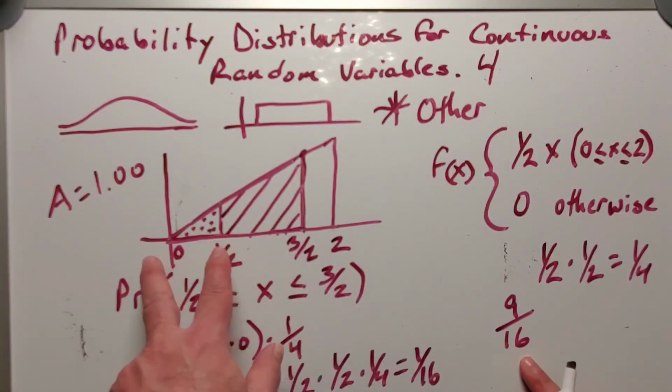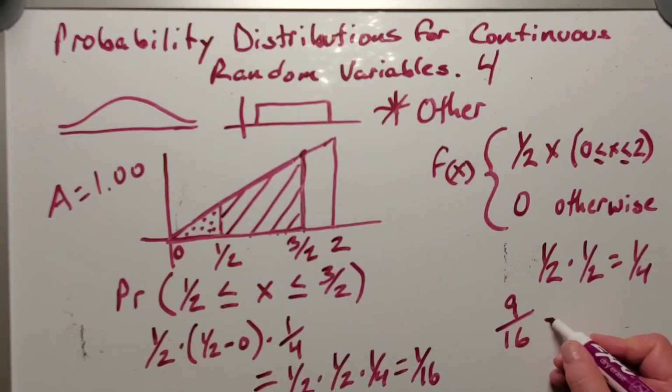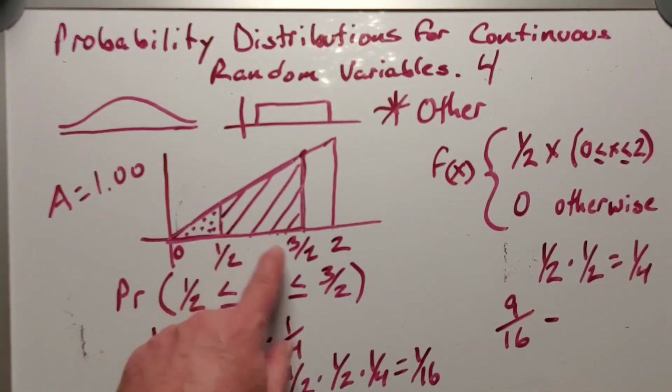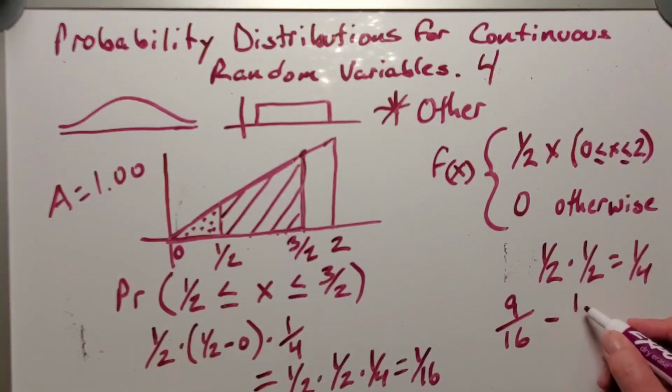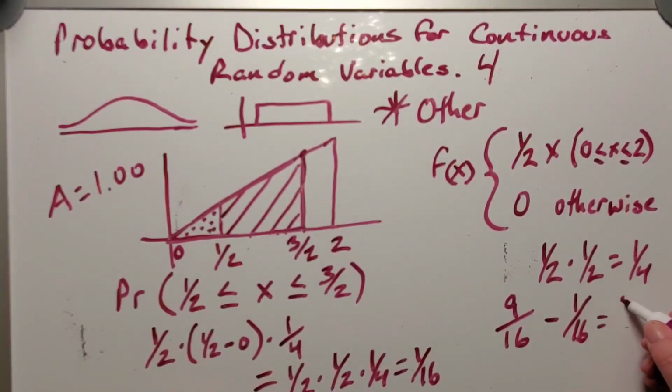The larger triangle has an area of 9/16. The smaller unwanted triangle has an area of 1/16. So if I subtract the unwanted area from my larger area, I'm left with just what I want. You do not have to reduce that to 1/2 if you don't want to. For our class, for probability and statistics classes, it's generally acceptable not to reduce. The answer is 8/16. Okay.